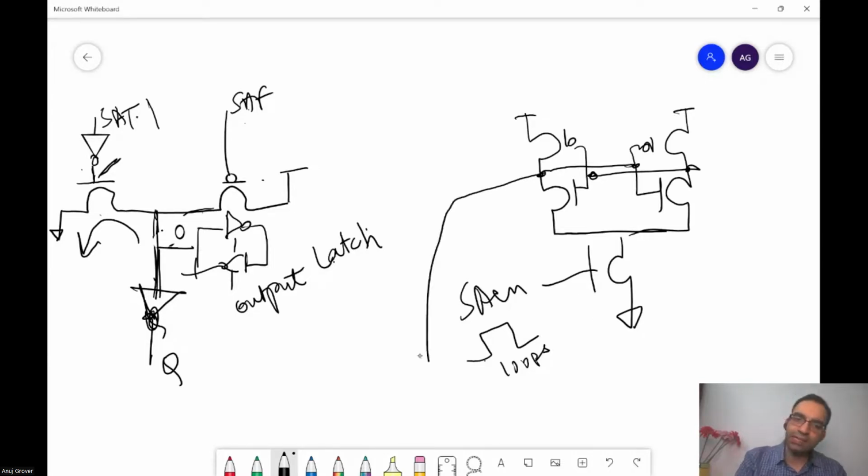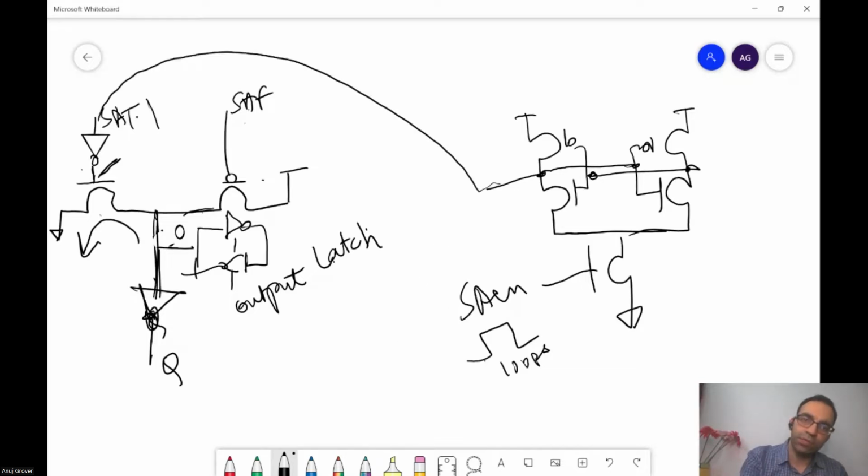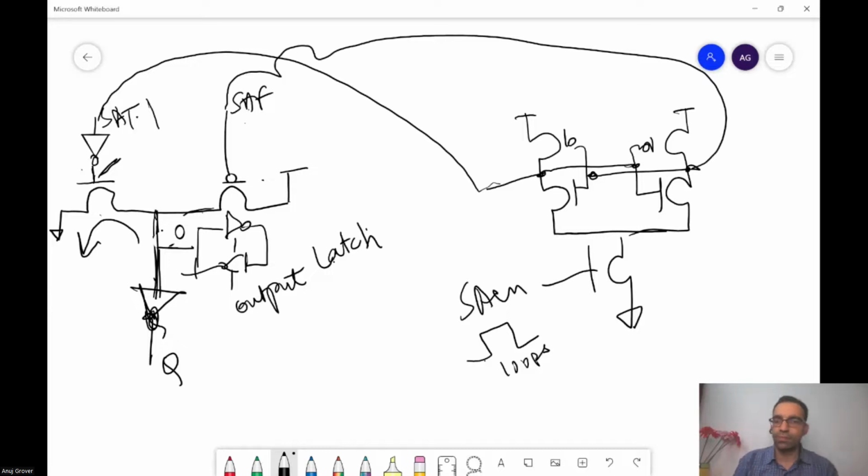Now SAT will go to this place, and SAF will go to this place. What we are also saying is that when SAN comes, this is 100 picoseconds, but from SAN arrival to the Q latch either going to 0 or 1, that should be 50 picoseconds. 50 picoseconds is given in the specification.